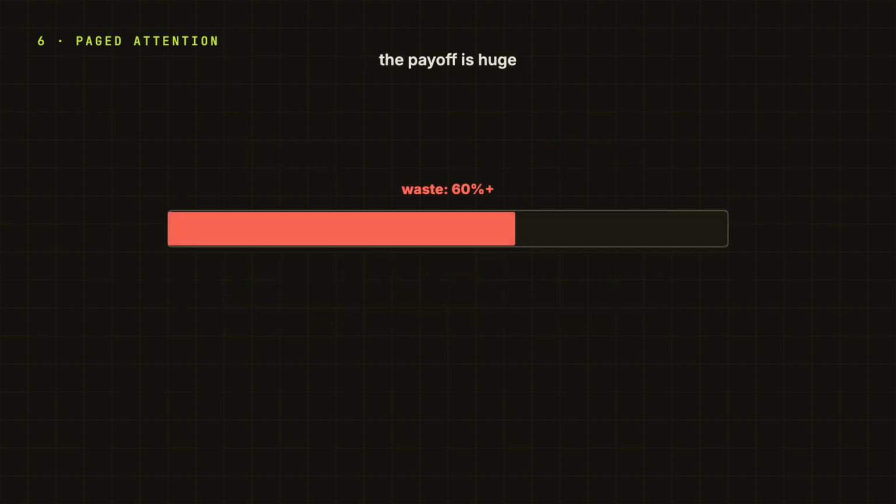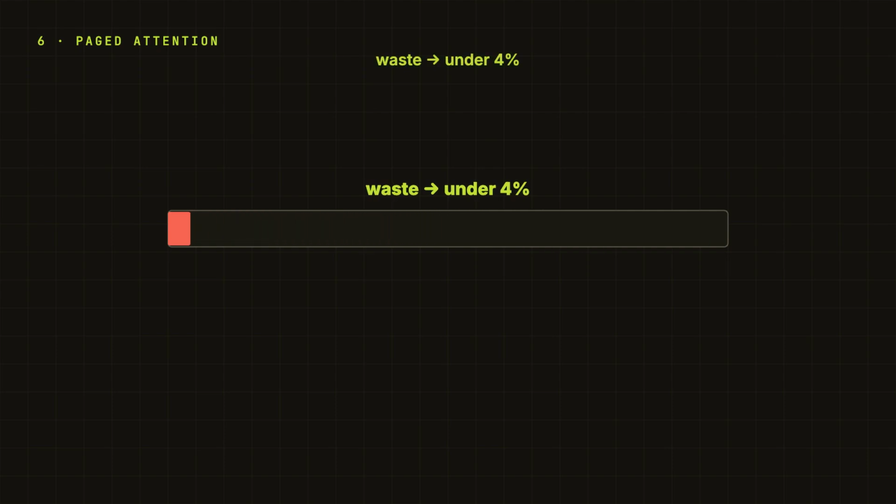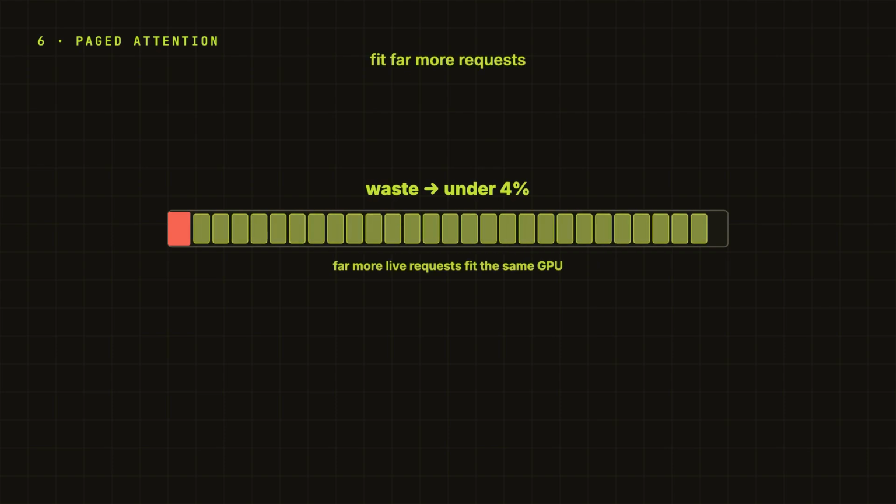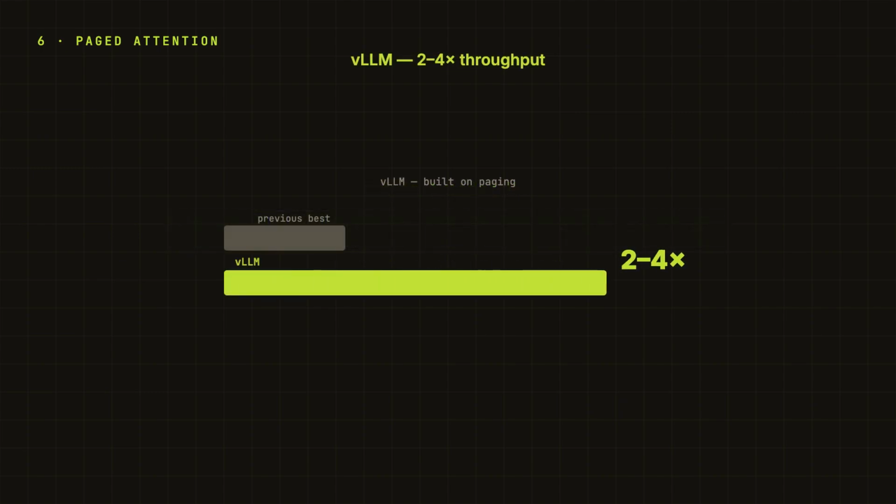That same measured waste drops from 60% down to 4%. So you can fit far more live requests in the same GPU. The vLLM system built on this reported 2 to 4 times the throughput of the previous best systems at the same latency, same hardware, same model, just a smarter memory allocator.